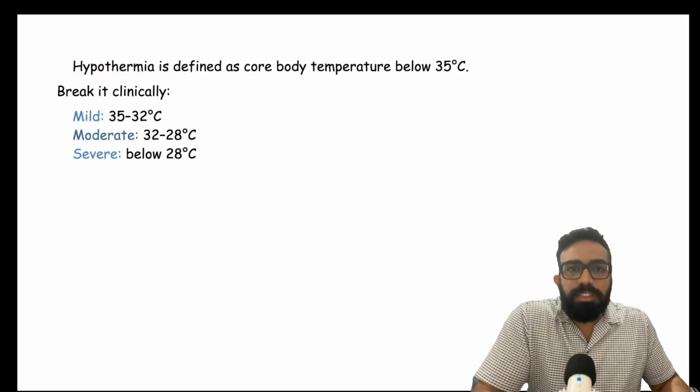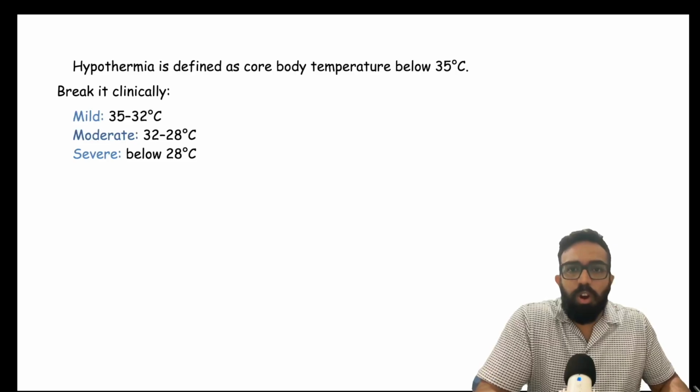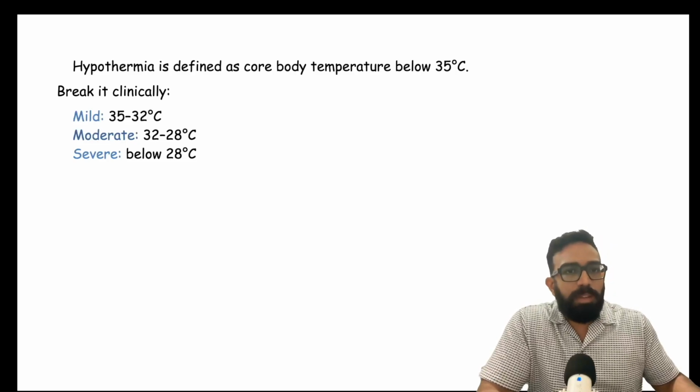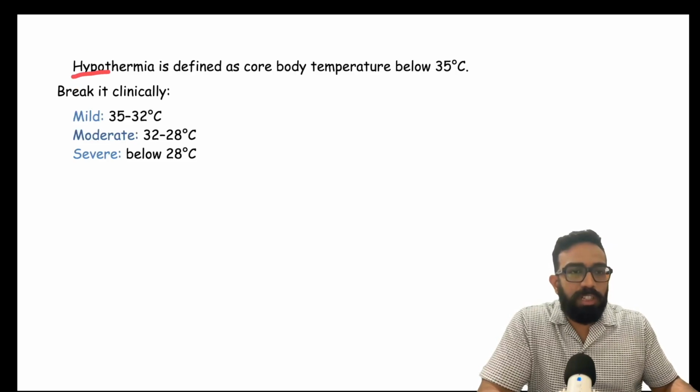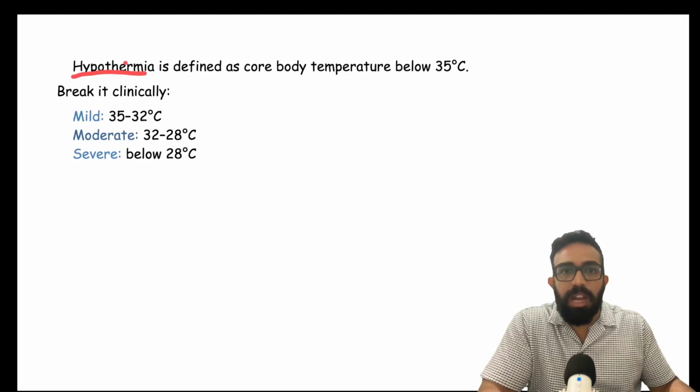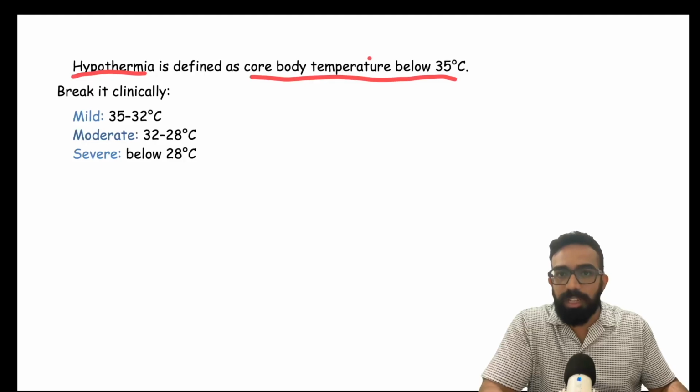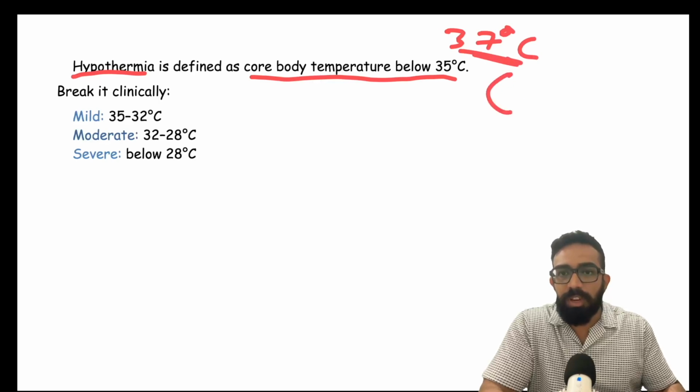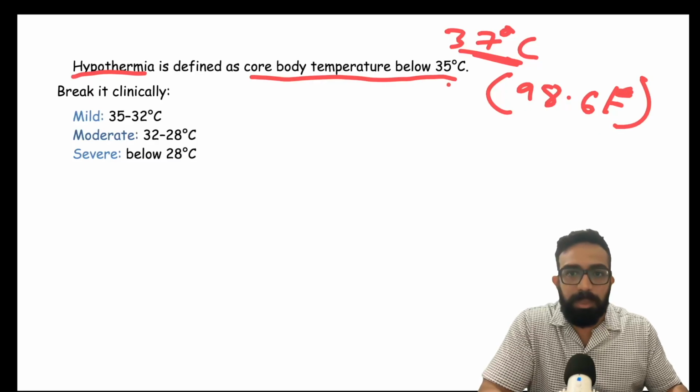Let's first start discussing the effects of cold on the body. Now, the term coined for generalized cold exposure is hypothermia, and it is defined as when the core body temperature is below 35 degrees Celsius. What is the normal body temperature? It is 37, and in Fahrenheit, it is 98.6 Fahrenheit.